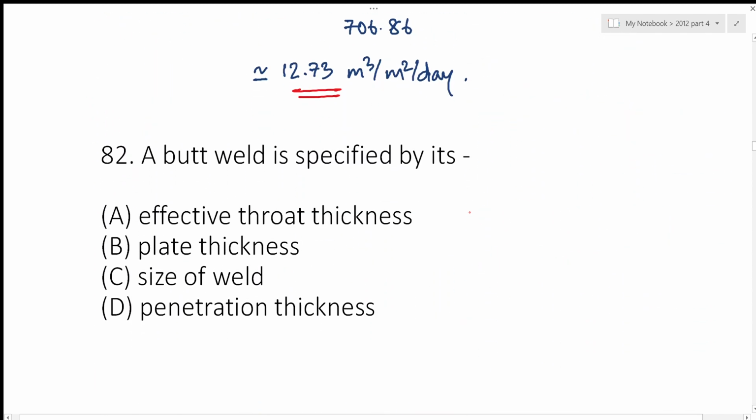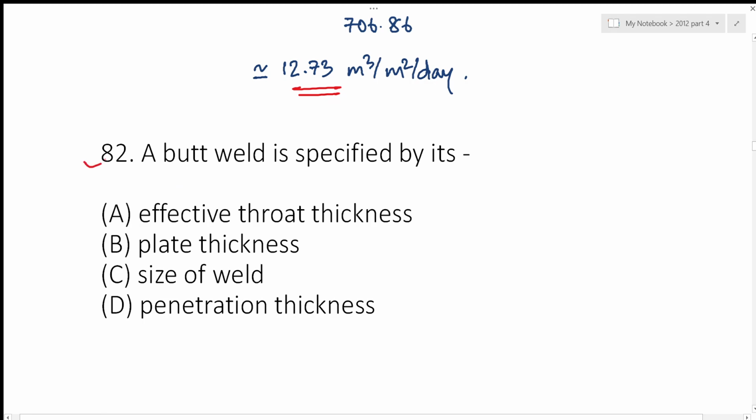Next question is, a butt weld is specified by its. Now a butt weld is specified by its effective throat thickness.